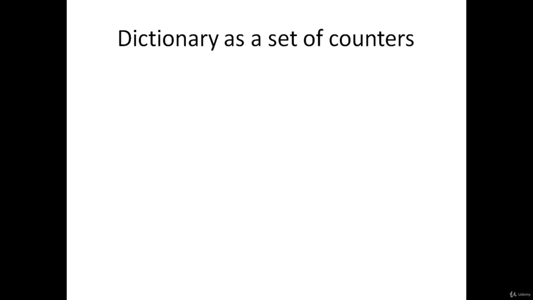Dictionary as a set of counters. Suppose you are given a string and you want to count how many times each letter appears. There are several ways you could do it. You could create 26 variables, one for each letter of the alphabet. Then you could traverse the string, and for each character increment the corresponding counter, probably using a chained conditional.